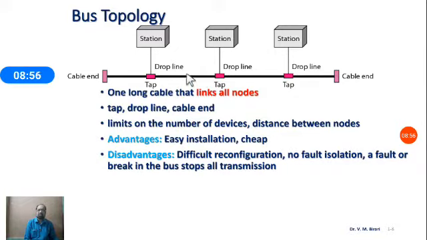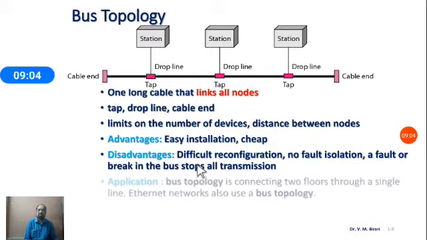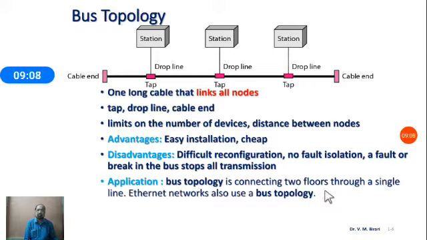If any failure occurs in this main bus, then all further communication between these two nodes will stop. So this is the biggest disadvantage. Where it is used: bus topology is used for connecting two floors through a single line. Ethernet networks also use the bus topology. So in a single building, two floors are connected with a single bus.